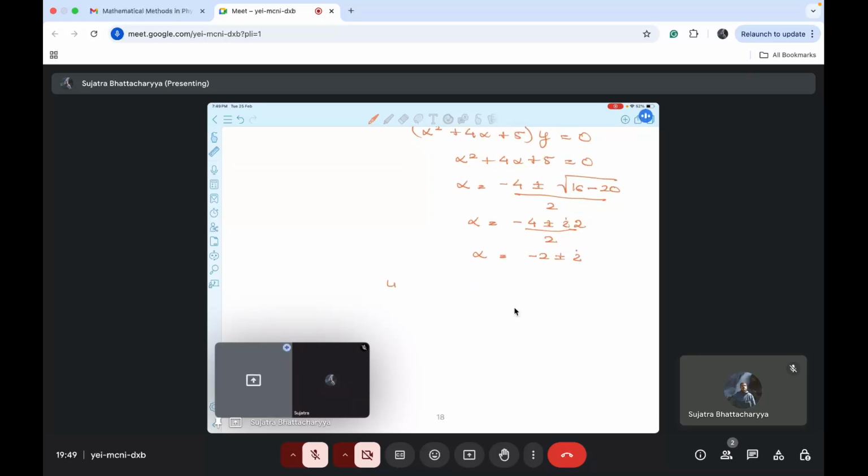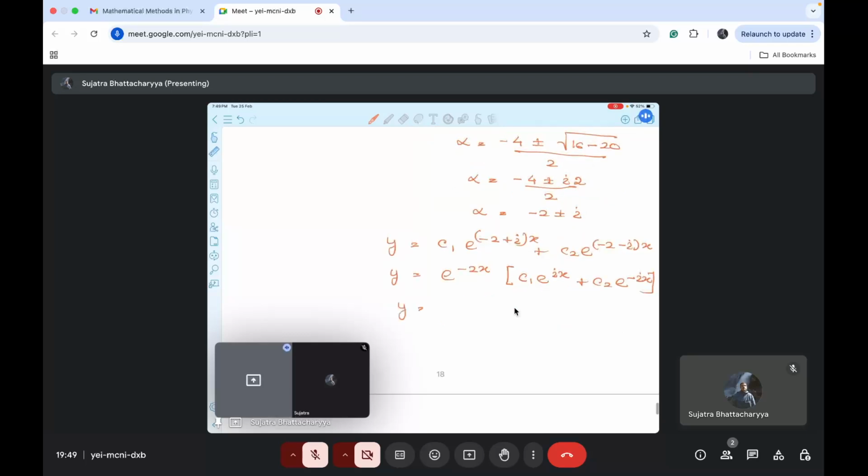Alright. So y will be equal to C1 e to the power minus 2 plus i x plus C2 e to the power minus 2 minus i x. So clearly you can take e to the power minus 2x common, and you have e to the power i x plus C2 e to the power minus i x. And this can be written in terms of sine and cosine. So I'm just not writing anything else. I just write a cos x plus b sin x.